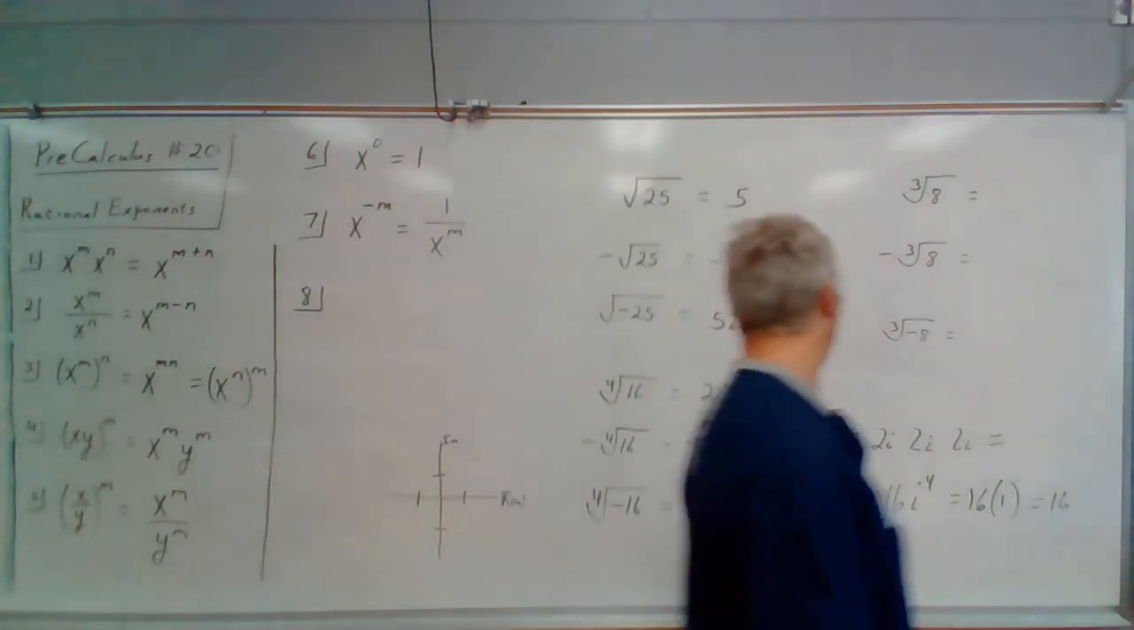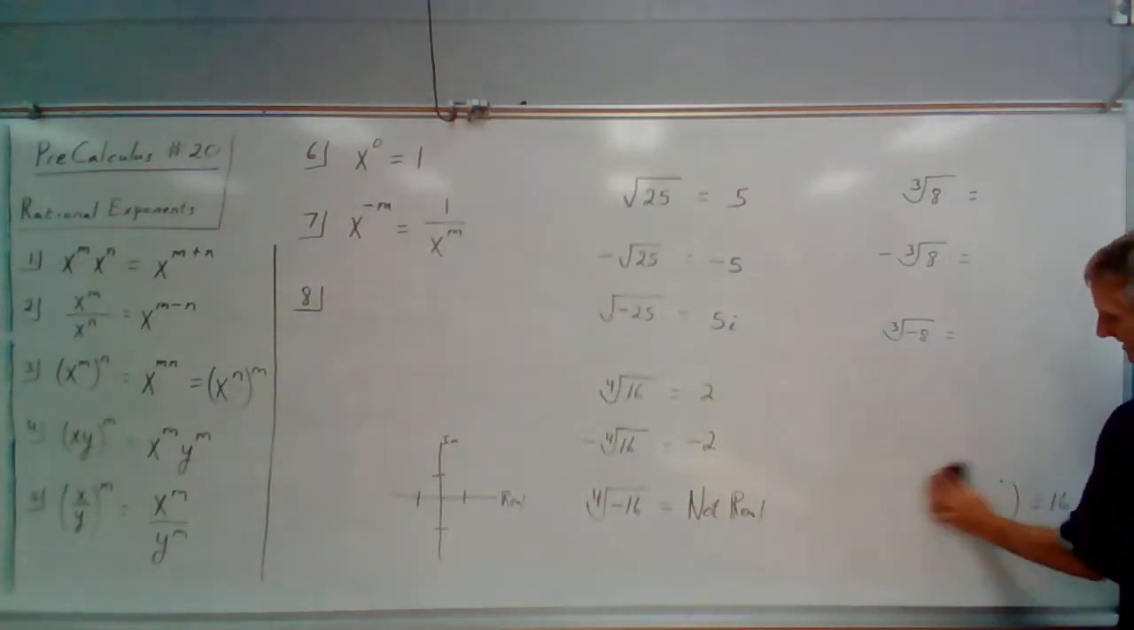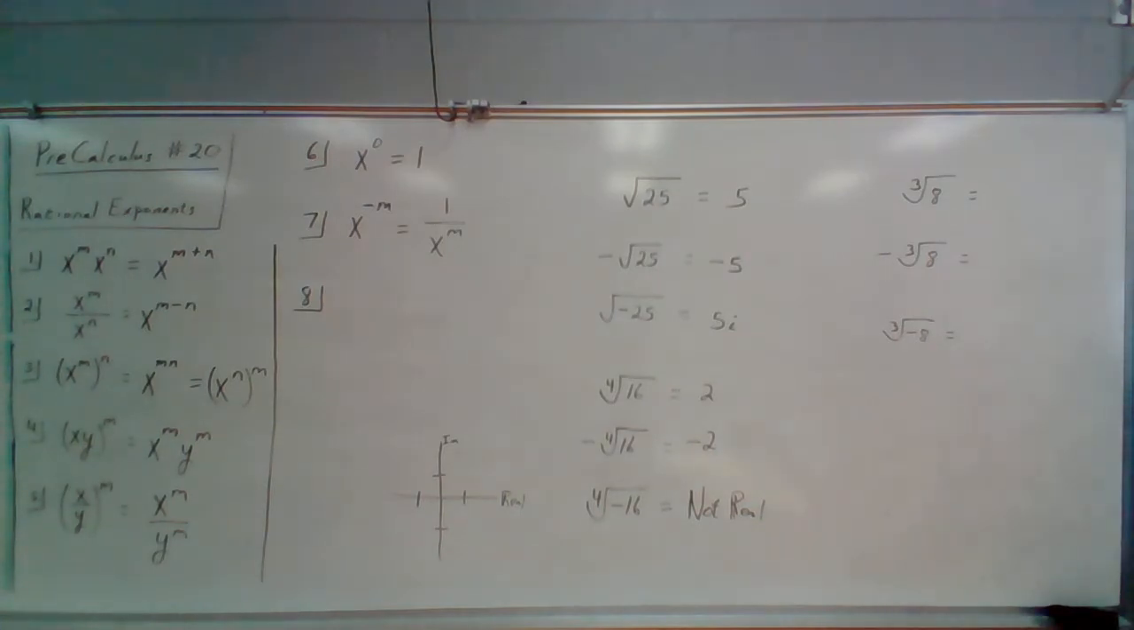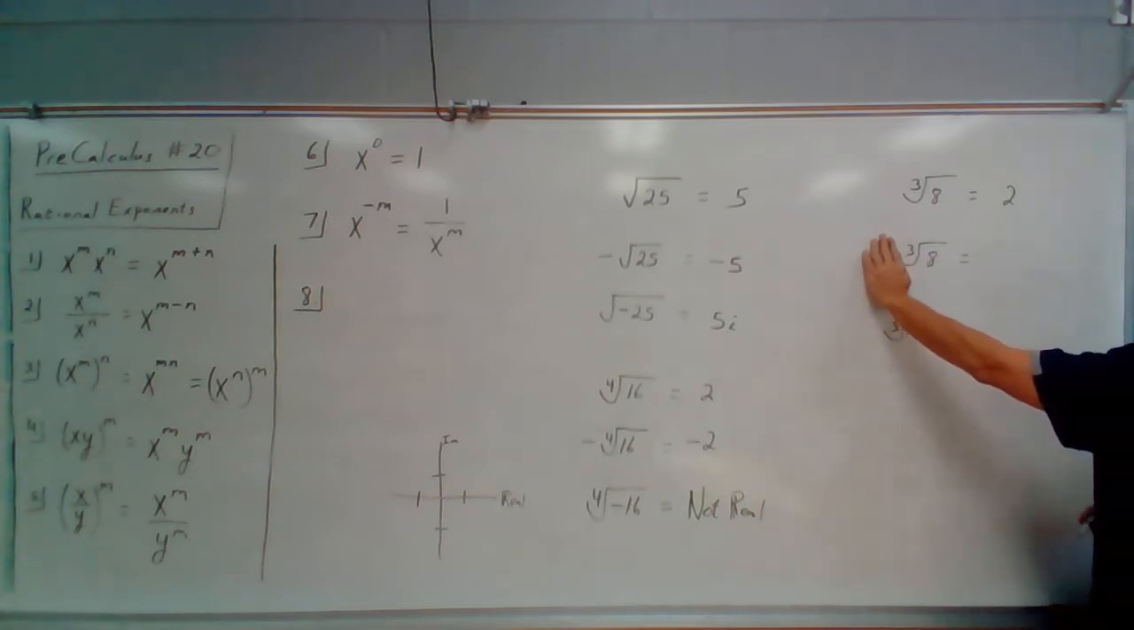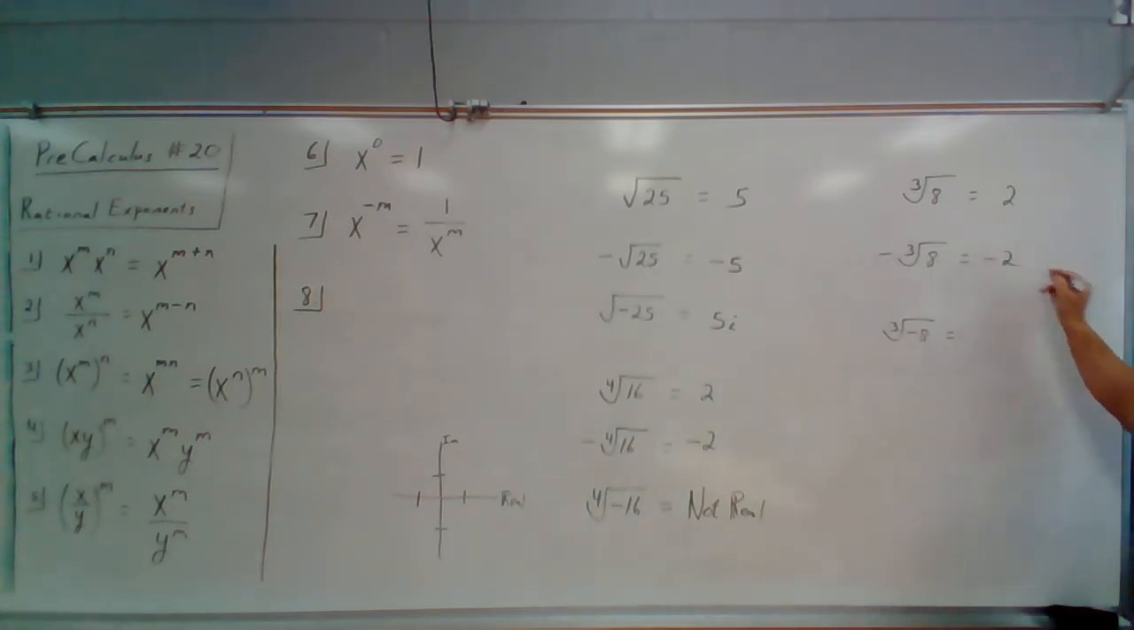All right. What about the cube root of 8? So what number do I raise to the third power to get 8? Well, that's 2. Negative cube root of 8. If the cube root of 8 is 2, then this answer would be negative 2. What about the cube root of negative 8? So what number can I multiply by itself 3 times to get negative 8? Well, that would be negative 2.